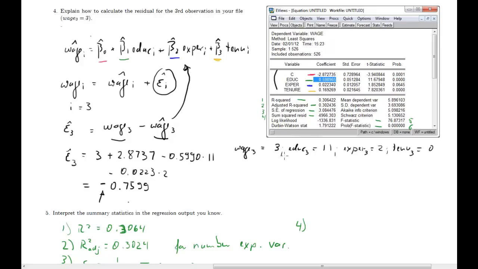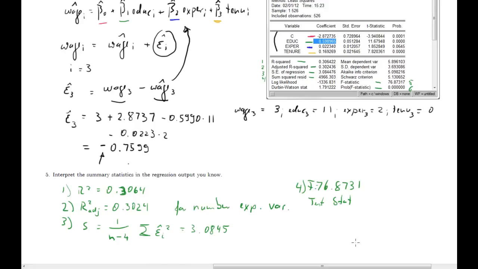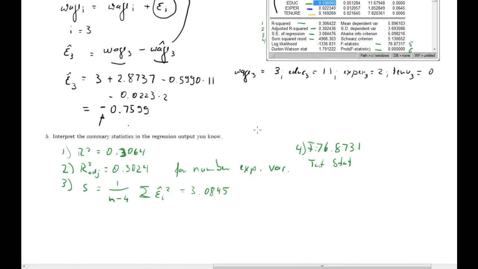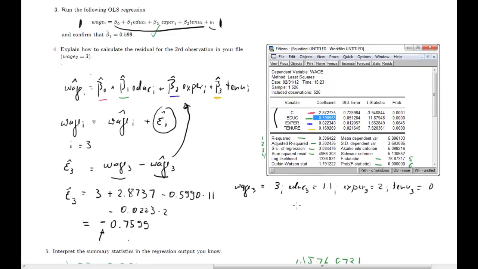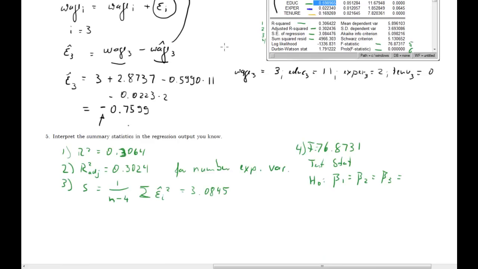So the fourth output is the F stat, and the F stat is 76.8731. Now this is a test statistic. You know, when you calculate a test statistic, what's most crucial to the test is what is the null hypothesis and what's the alternative hypothesis. This is the test statistic to test the following null hypothesis: beta 1 is equal to beta 2 is equal to beta 3 is equal to 0, that is the coefficients to all three explanatory variables. That means all the three explanatory variables are irrelevant to explain variation in VH.